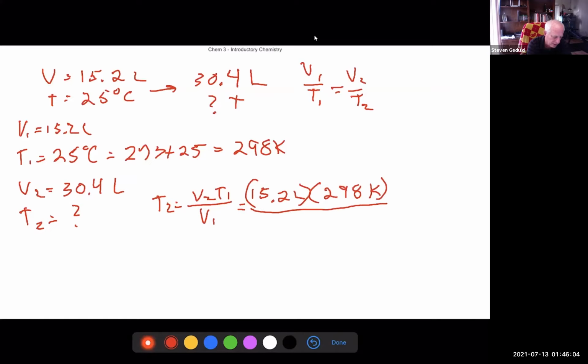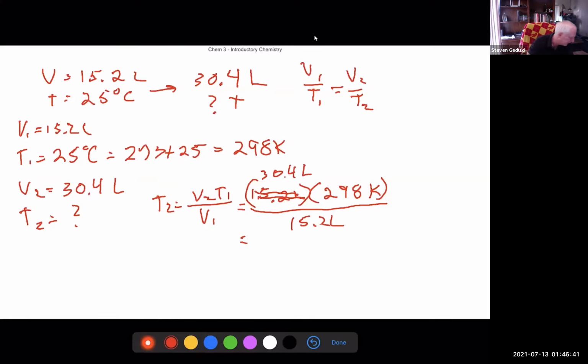And V1 is 30. Did I put the wrong one in here? I sure did. This should have been V2, right? V2 is 30.4 liters. Somebody should have stopped me. I was just seeing if you guys could catch that. I'm just kidding. It's very easy to make mistakes. That's why you should work with me and do them as you go along. Make your mistakes now, and you won't make the same ones on the midterm or the final. So V2 is equal to 30.4 liters. T1 was 298 divided by V1, which is 15.2 liters.